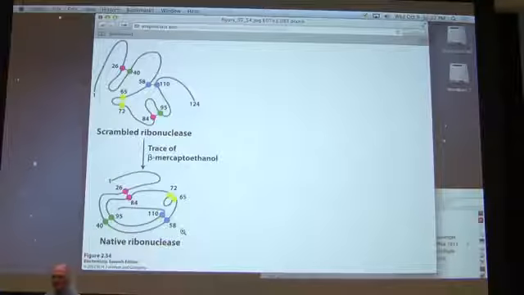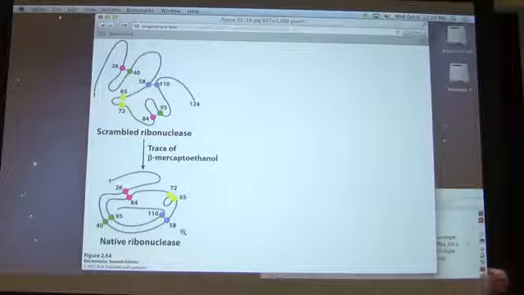Now, there's a puzzle for you. How come it is when I take away all the mercaptoethanol that I see some of the activity back, but when I take away most but not all, I see almost 100% of the activity return? What's going on? Any thoughts? Yes?